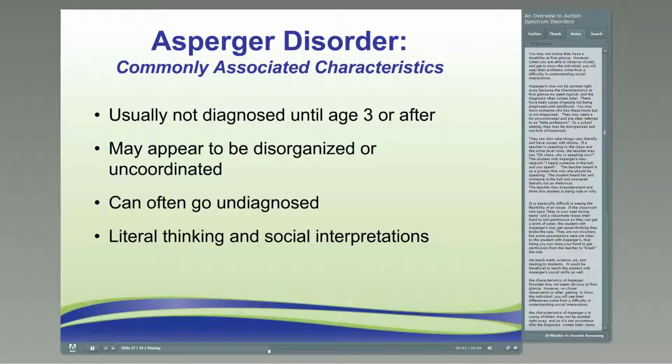People with Asperger's disorder can also take things very literally and have issues with idioms. They may not understand the figurative meaning of phrases like feeling blue or jumping the gun, and may therefore not know how to respond or may respond very literally when those phrases are used. This can easily lead to misunderstandings or being seen by another person as rude, insensitive, or silly. It can also be especially difficult for someone with Asperger's disorder to see the flexibility in an issue.